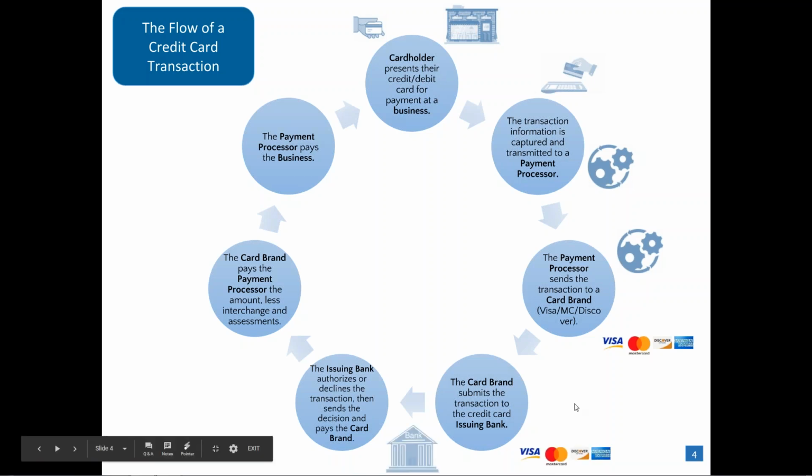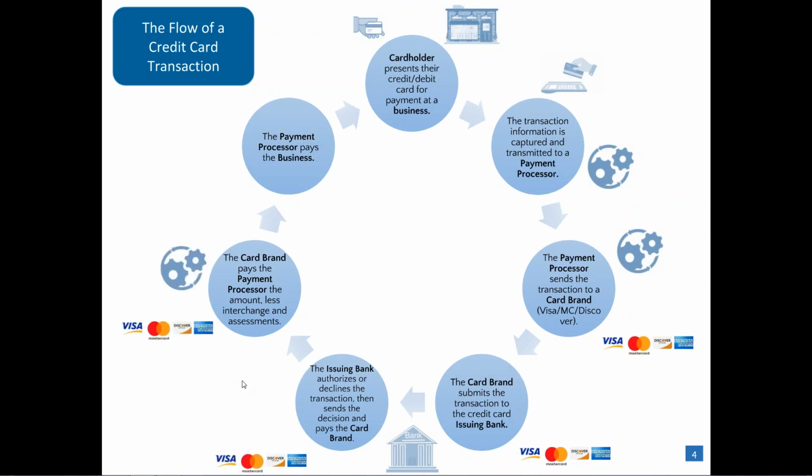Then the card brand gets the information and can tell which bank actually issued that credit card. So the card brand will then send that information over to the issuing bank and request approval for that transaction. At this point, the issuing bank will assess whether there are enough funds available on the card and either choose to approve or decline the transaction. So for example, let's say they approve the transaction. Once the issuing bank approves it, they send that approval code back to the card brand. They say, Visa, we're going to go ahead and approve that transaction.